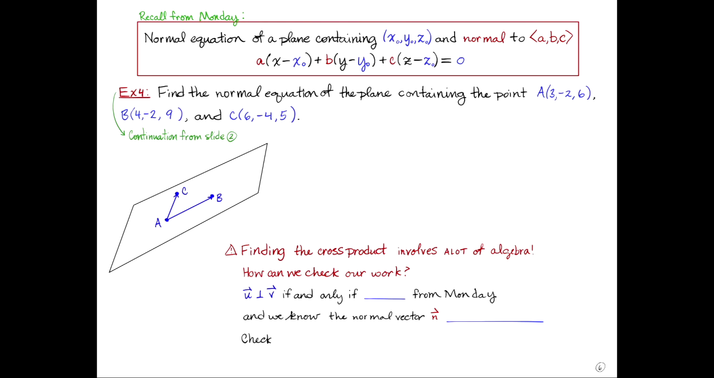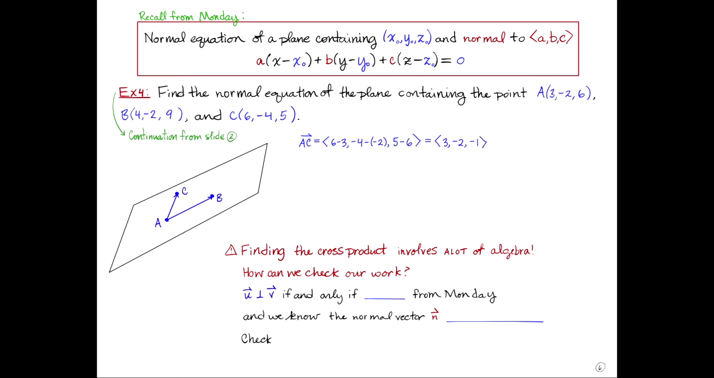Once we can find 2 vectors that lie in the plane, we know that the cross product of those 2 vectors has to be perpendicular to the plane in which the vectors lie. That's our strategy for solving this example. Let's start by finding our 2 vectors. AC is equal to head minus tail: 6 minus 3, -4 minus -2, 5 minus 6, which is equal to 3, -2, -1.